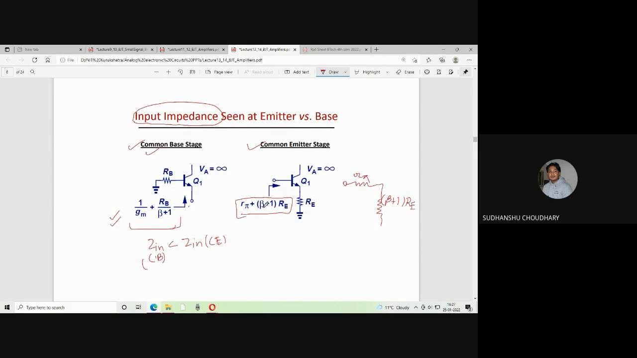Because beta is large and here beta is present in the denominator, this term is almost negligible. And 1 by Gm, considering Gm also large, is also negligible. So the input impedance of common base is very small. However, in common emitter, beta is present in the numerator, not the denominator. Beta is large, somewhere around 100, so the input impedance is large compared to the input impedance of the common base stage.